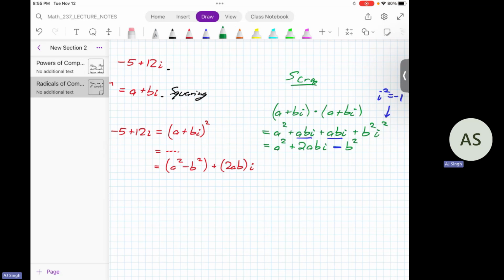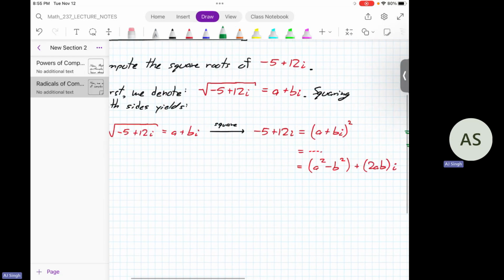So that's why there's a minus right there. And then as per usual, we like to write this as the real part plus the imaginary part i. So that's how I got that. You can choose to memorize it if you wish. It's up to you. But that's what we have so far.